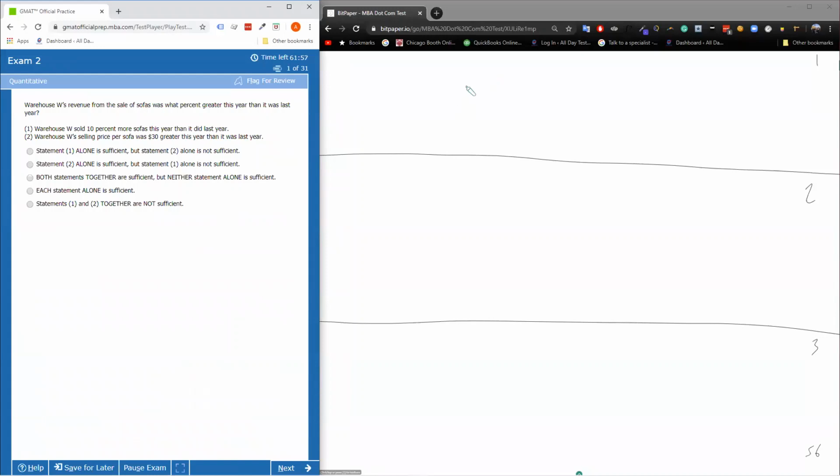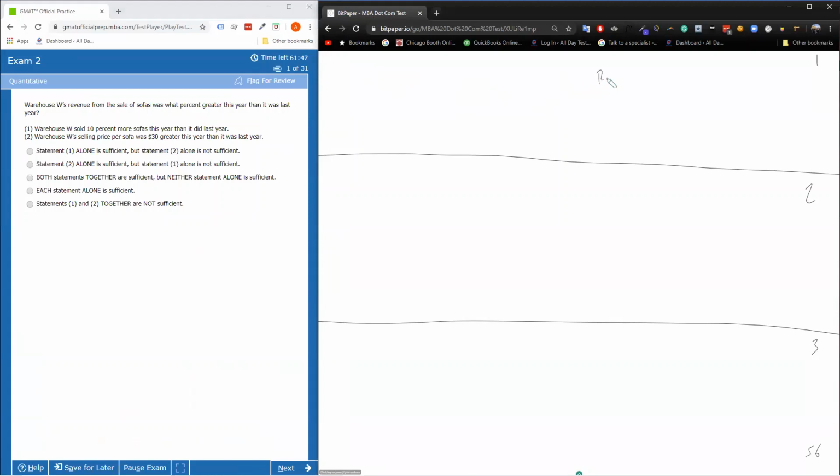Warehouse W's revenue from the sale of sofas was what % greater this year than it was last year? So we have a % change problem. So we want rev new minus rev old over rev old. And no information in the prompt. Move on to the statements.